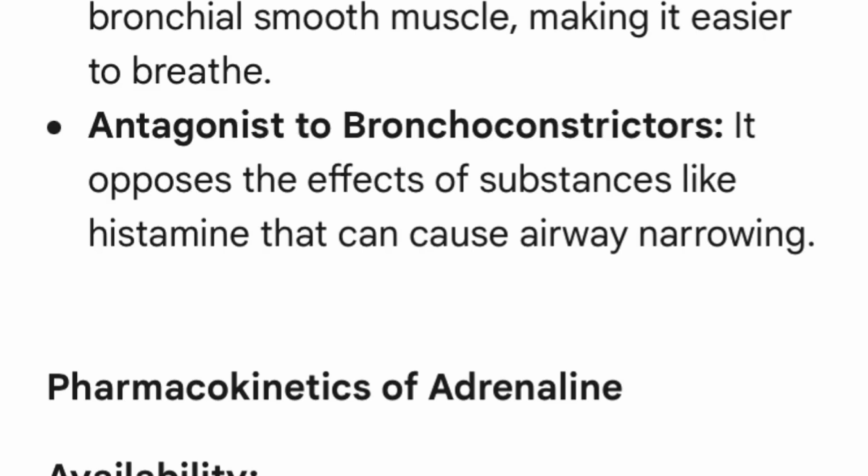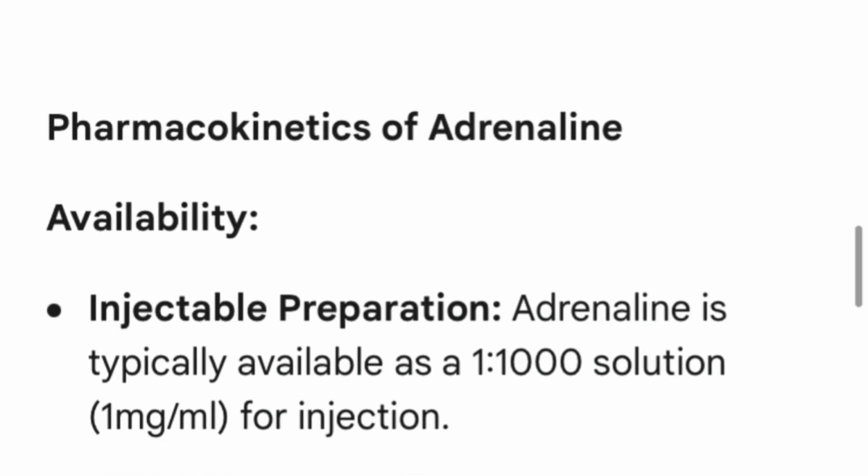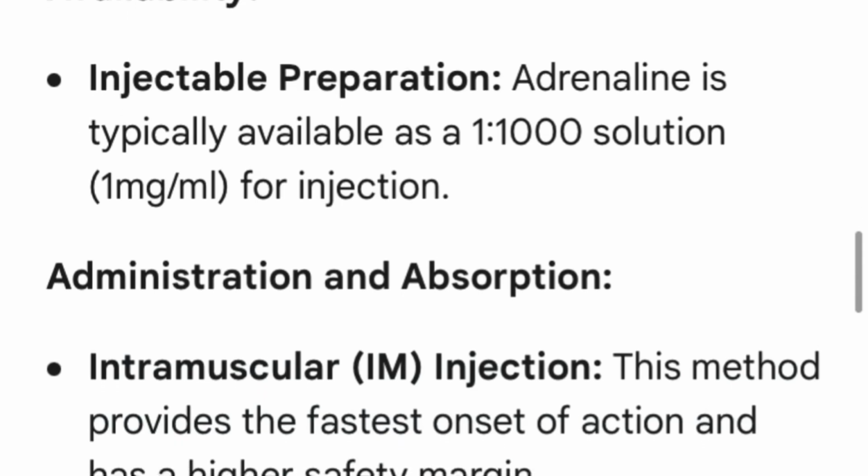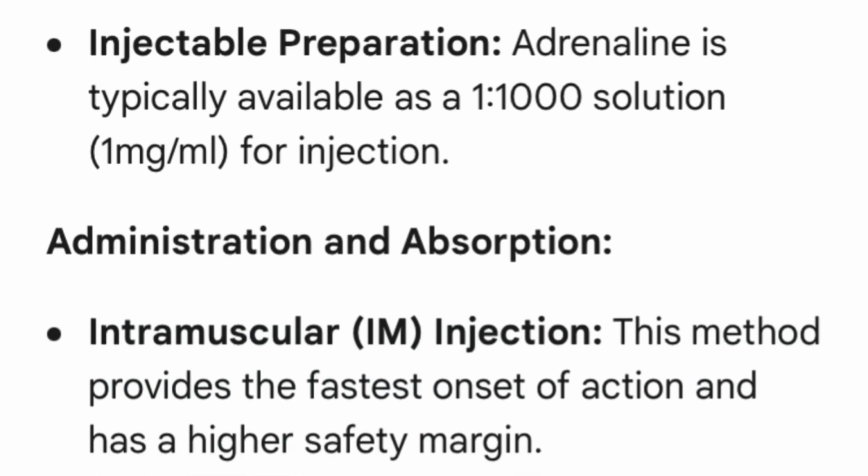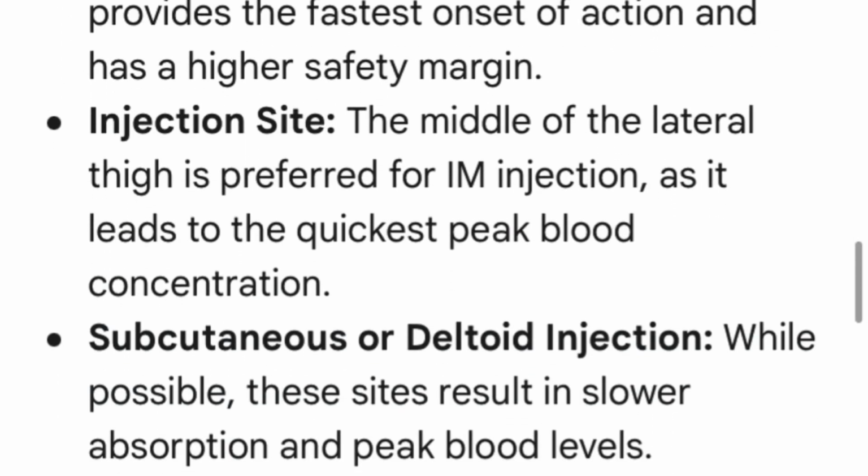Pharmacokinetics of adrenaline. Availability. Injectable preparation. Adrenaline is typically available as a 1 to 1,000 solution, 1 mg per milliliter, for injection. Administration and absorption. Intramuscular, IM, injection. This method provides the fastest onset of action and has a higher safety margin.